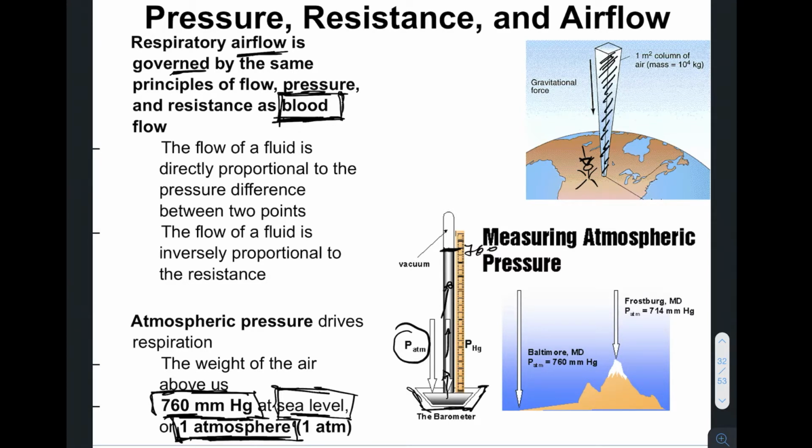And so just realize that if you're down here, at lower elevation, at sea level, you have a larger column of air.